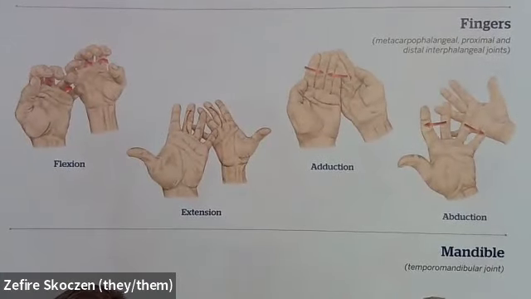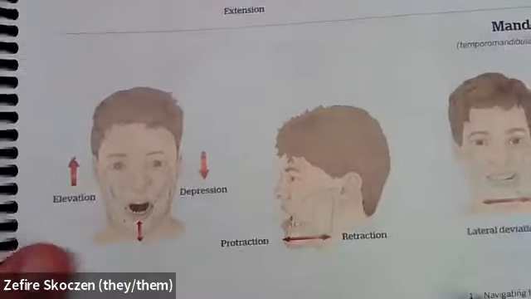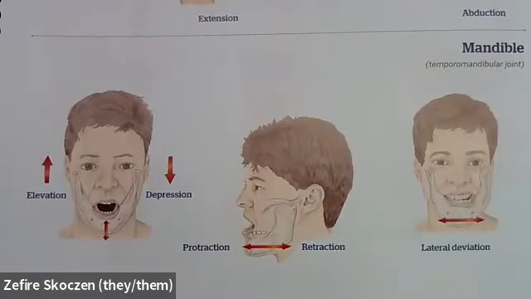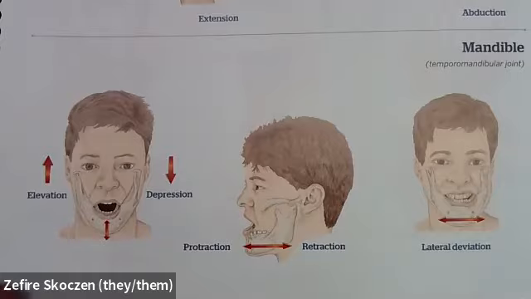And then the fingers are basically the same, except for not the opposition. And then the jaw or the mandible. When you close your mouth, when the jaw goes up is elevation. When you open your mouth, the jaw goes down, the mandible goes down is depression. When you move it forward is protraction. When you move it backwards is retraction, and side to side is lateral deviation.